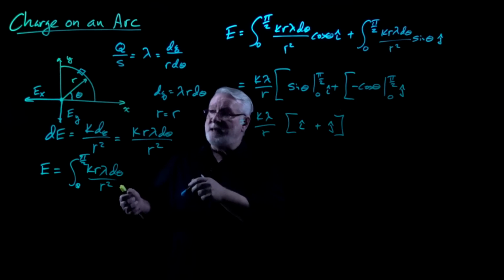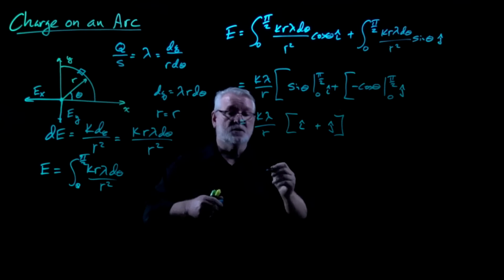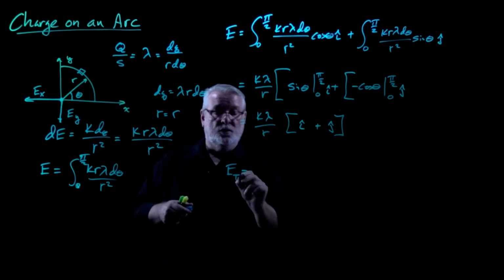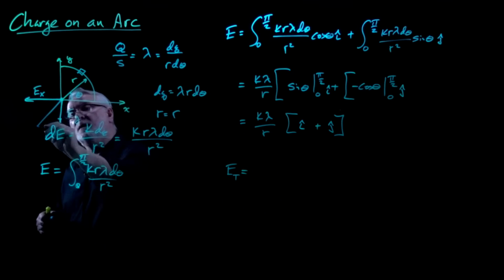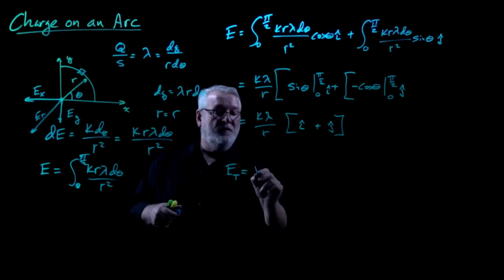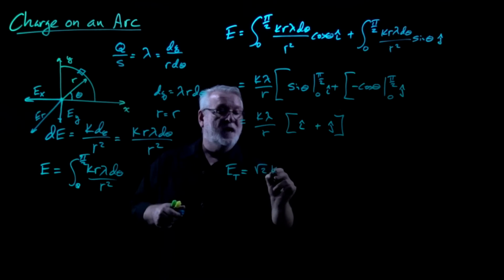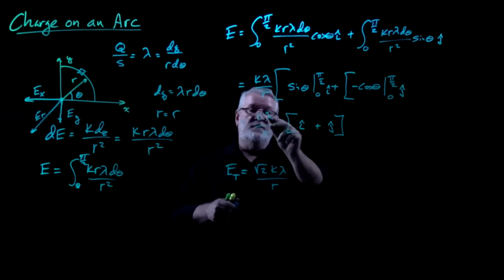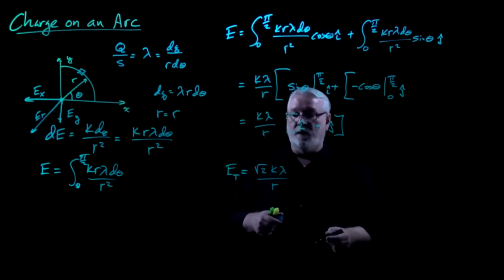The vector that points down in the third quadrant is actually going to be, this would be E total, and if we can draw it in, it'll look like this, E total. It will actually have a magnitude of the square root of 2 times k lambda over r. But we could also leave it in this formation right here.